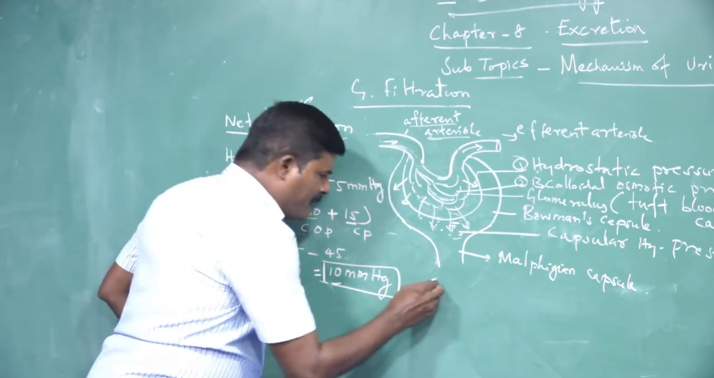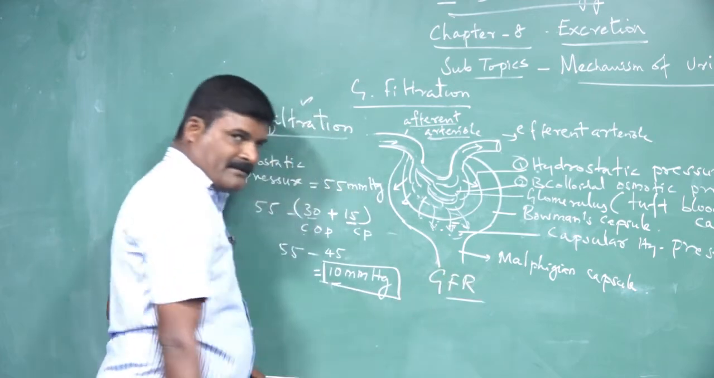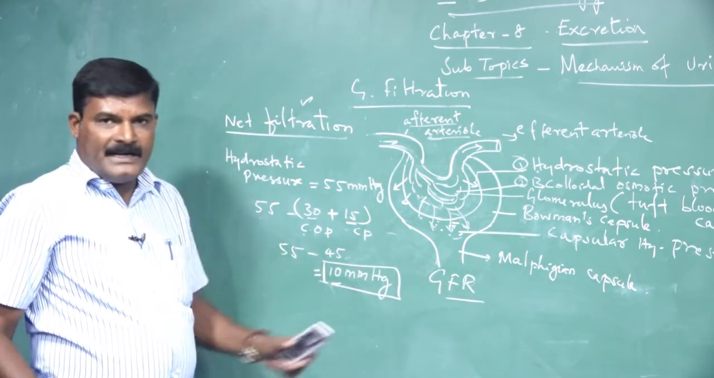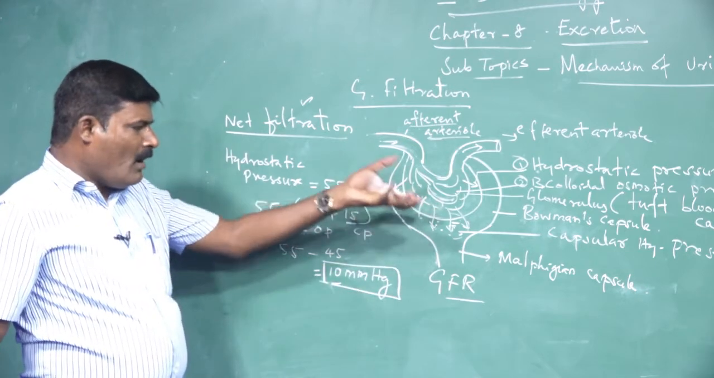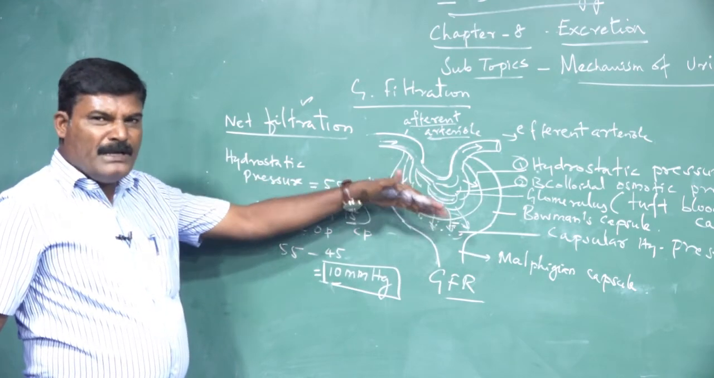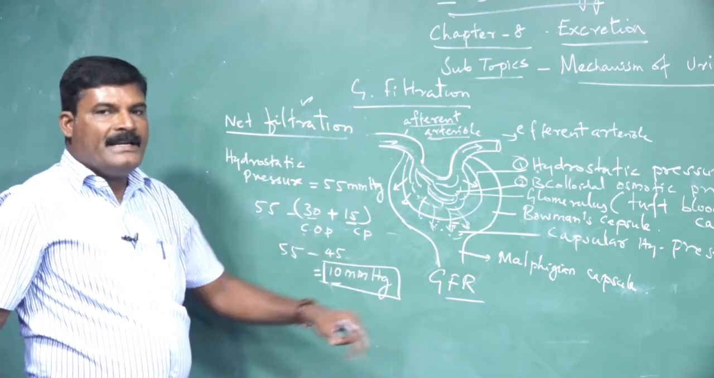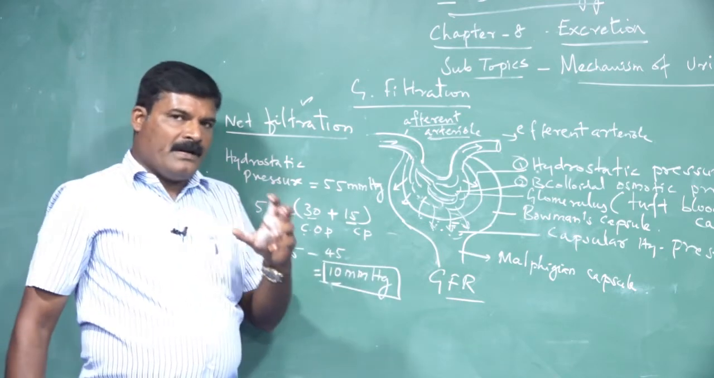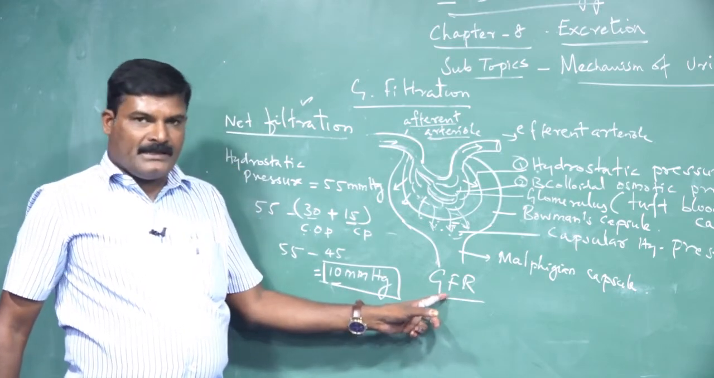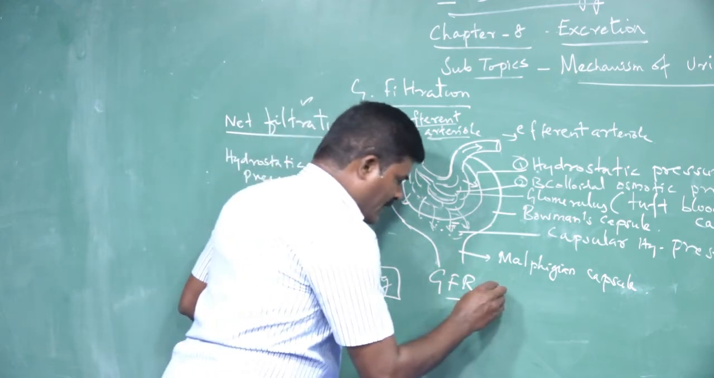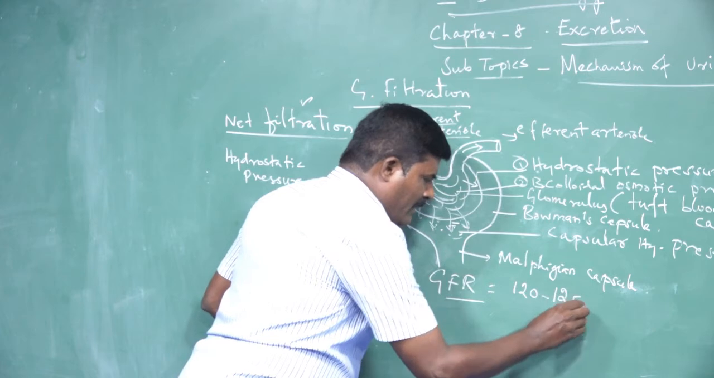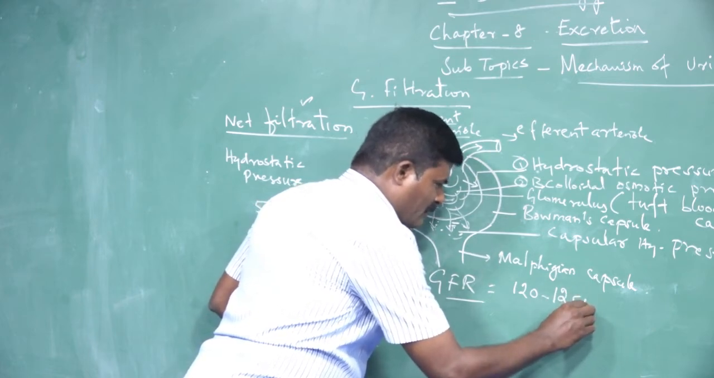So what is GFR? This is one more question. Glomerular filtration rate. The volume of filtrate formed in the Bowman's capsule per minute is called the glomerular filtration rate. In adults, the glomerular filtration rate is 120 to 125 milliliters per minute.